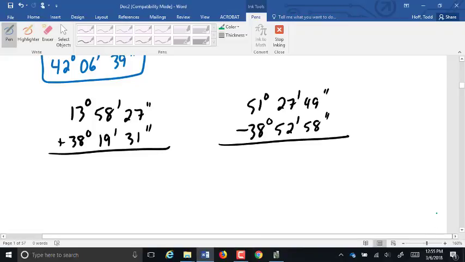Okay, let's see how you did. So for number 1 here, we start out with the seconds. 27 and 31 makes 58 seconds. Nothing to carry there. 58 and 19 makes 77 minutes. So we carry 1, and we're left with 17 minutes, because that takes out 60. So we've got 113 and 38 make 52 degrees. Very good.